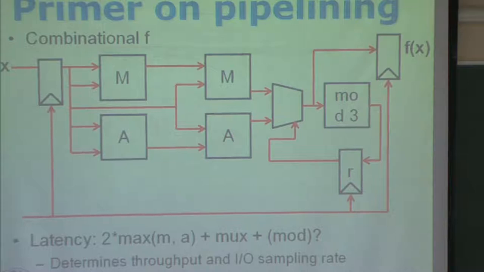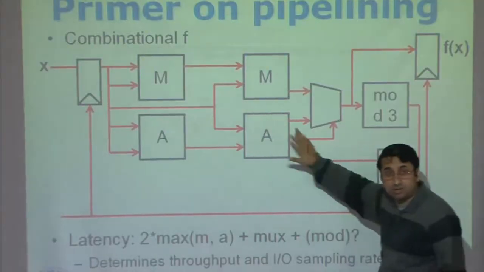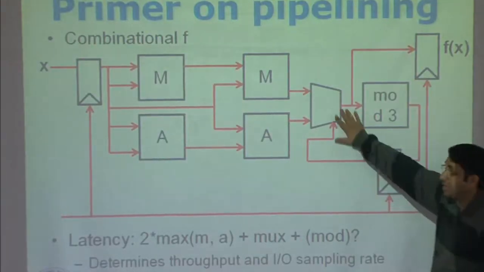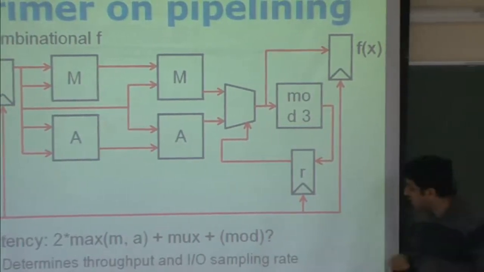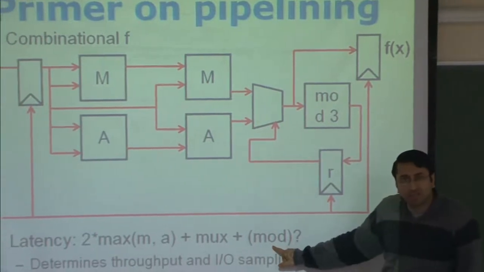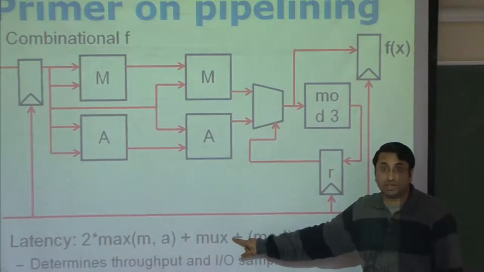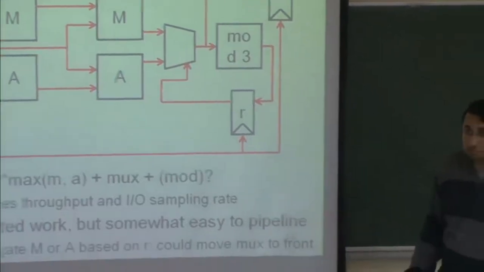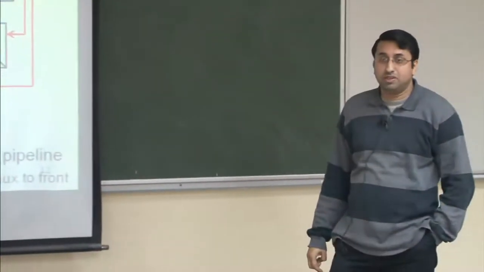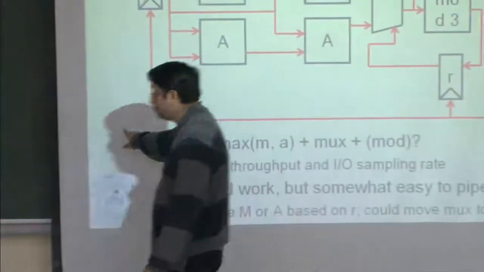So what's the latency of this? This latency is going to be twice max of m comma a. These two are going to be concurrent, plus the multiplexer latency, plus the modulo latency. Now there is a question here. Should I include this one in my latency or not? Because my output is actually ready at this point. What do you think? Should the modulo block be inside my latency or not? And the latency is going to decide at what rate my input and output will be sampled, actually.